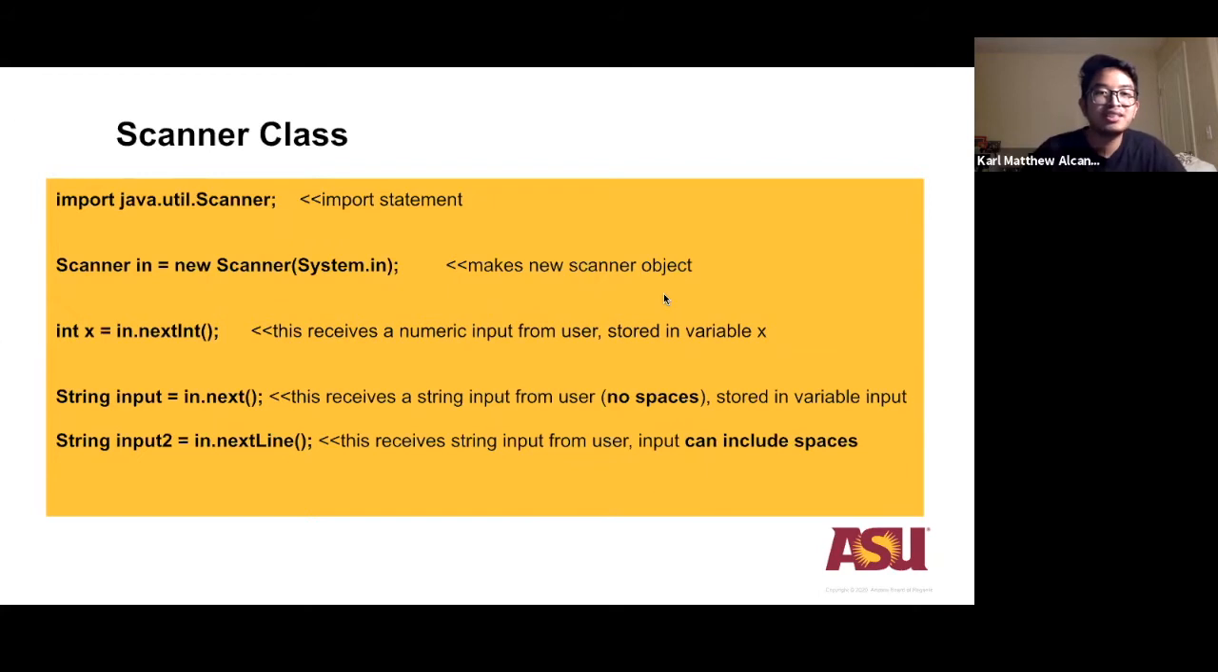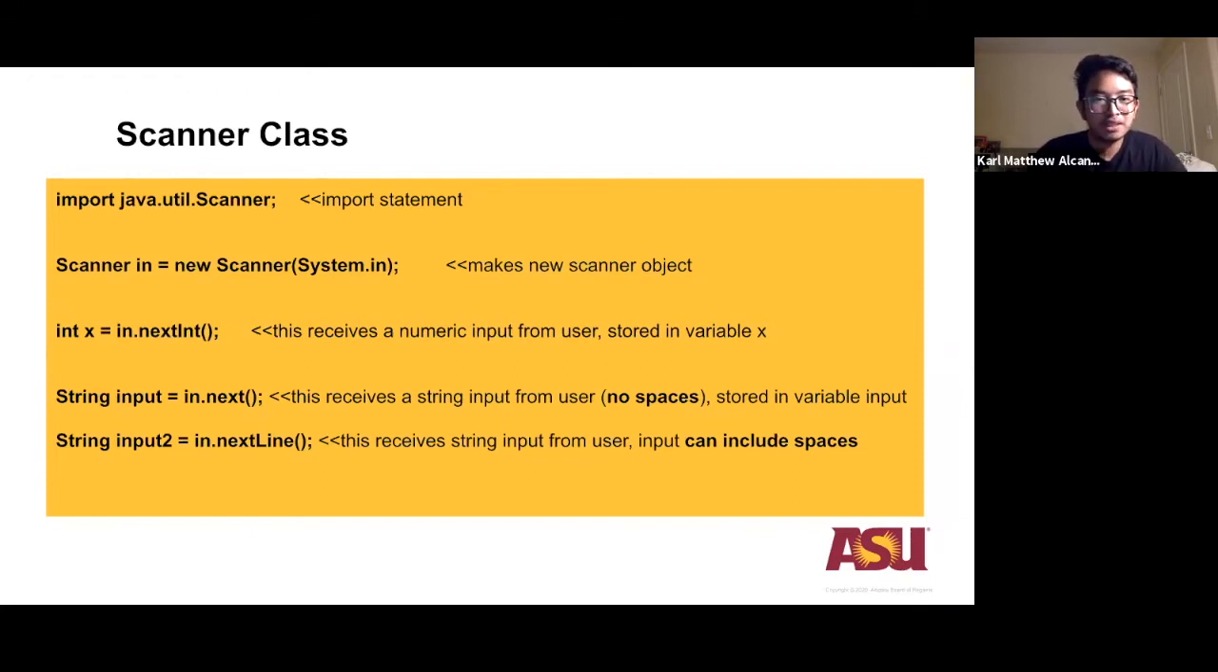The Scanner class is something that you use often in CSE 110. In order to actually use the Scanner class, you have to import the Scanner class itself. So the import statement, import java.util.Scanner, you always have to include that statement in order to use a Scanner. And once you import the Scanner class, you can create a new Scanner object.